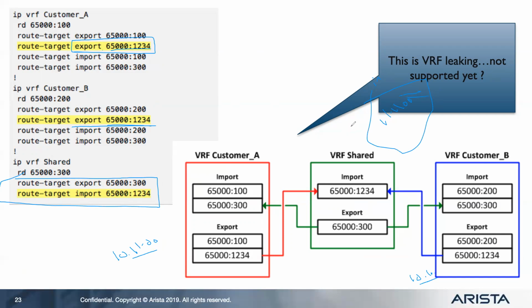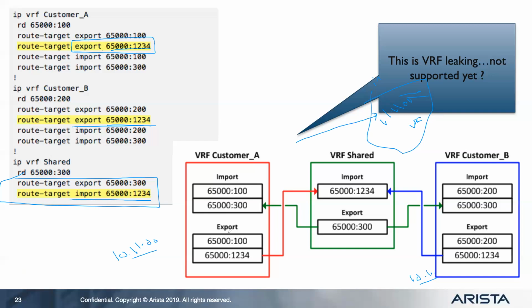Yes, it will. It will be installed, right? Because you are importing 1, 2, 3, 4. So that route will be installed in this shared VRF, right? And then you will have the communication. So by doing this, we have solved the purpose, right?